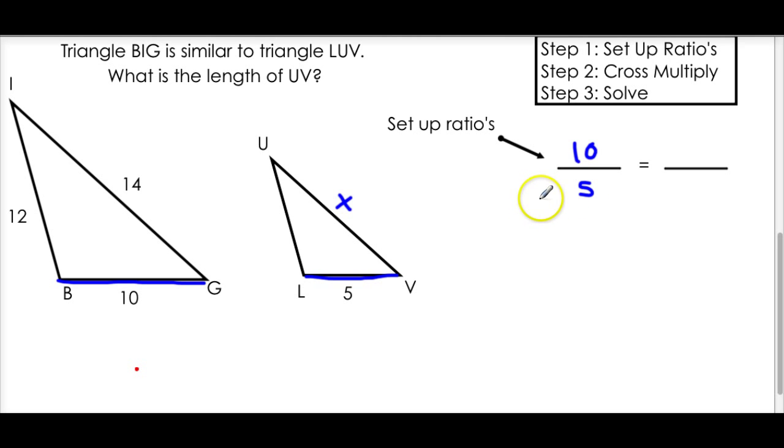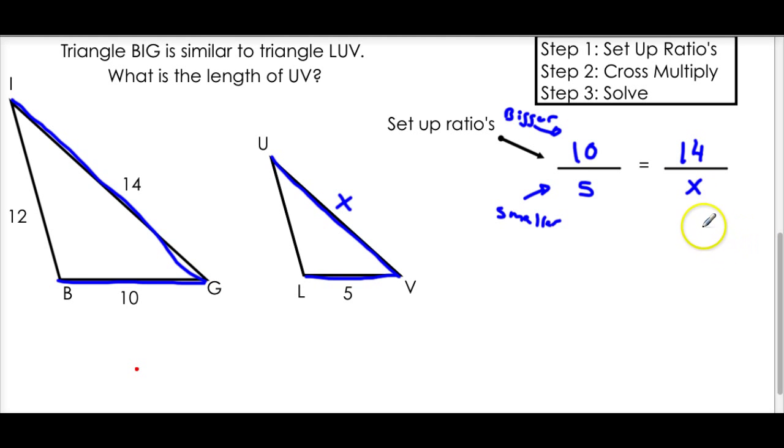Now, as a little convention, all right, what we're going to do is always put the bigger triangle on top and the smaller triangle on the bottom, okay? So this will always be the bigger triangle, always on top, and we're always going to put the smaller triangle on the bottom, all right, every time. So it's 10 to 5. So now we want to set up our next ratio, right? And we know that IG corresponds to UV, okay? So the bigger triangle is 14, and that's over X, all right? We're trying to find out what X is.